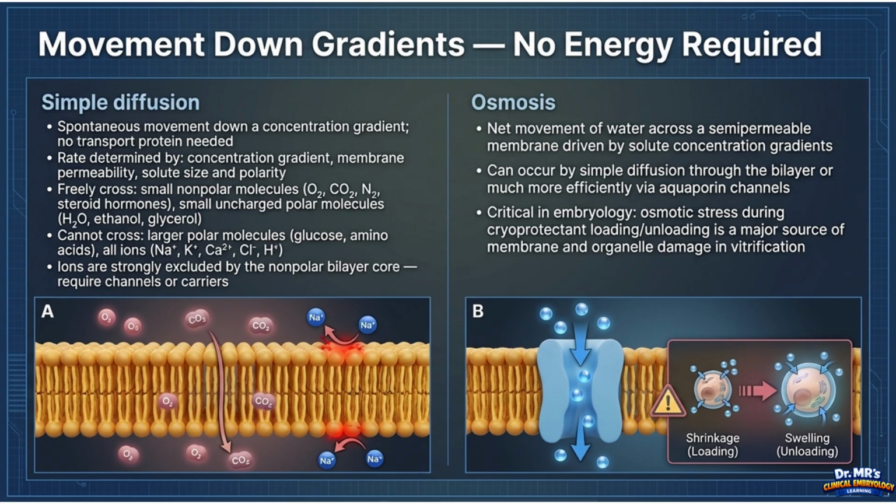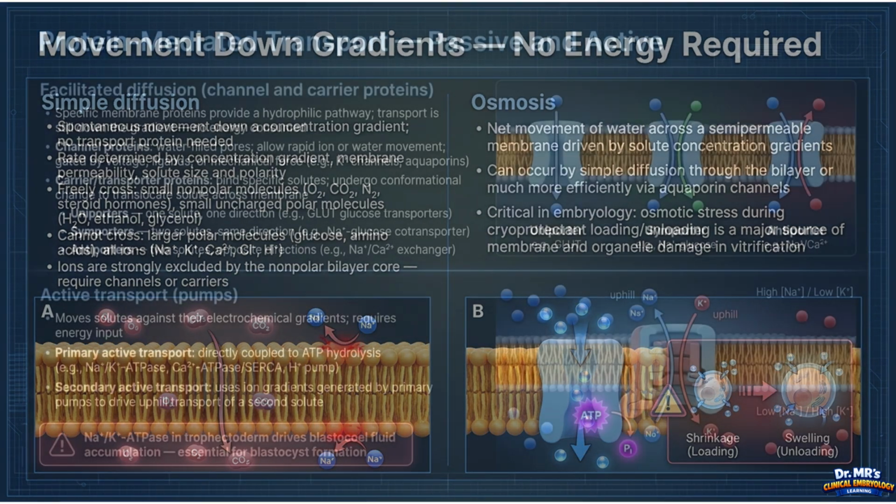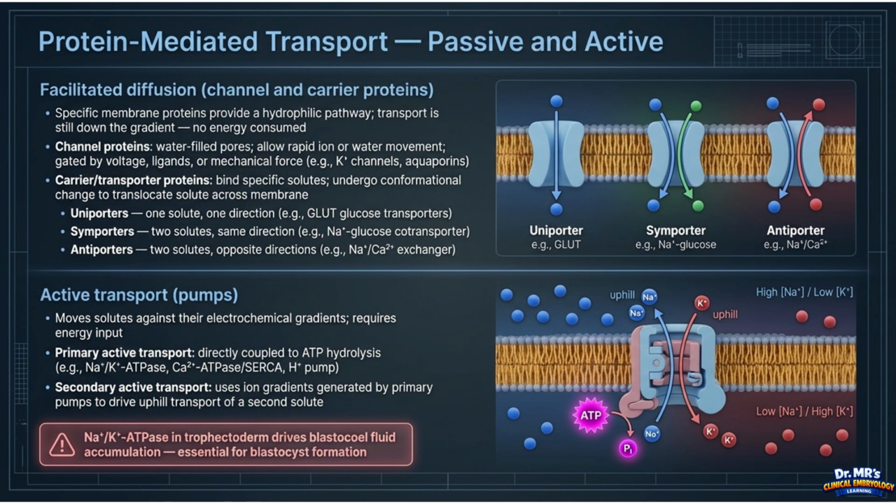Each of these osmotic excursions subjects the membrane and organelles to mechanical stress, and exceeding safe volume limits causes irreversible damage. Understanding osmotic kinetics, aquaporin expression, and cryoprotectant permeability is not an academic exercise. It is the mechanistic foundation for designing safe and effective vitrification and warming protocols. Beyond simple diffusion lies the world of protein-mediated transport, where specific membrane proteins provide regulated pathways for molecules that cannot cross the bilayer on their own. This is where the cell gains genuine control over its internal composition.